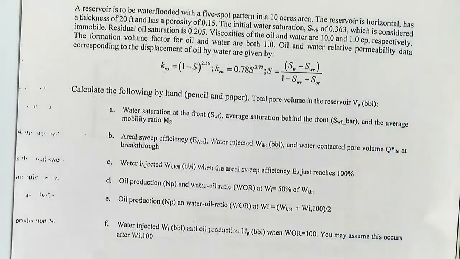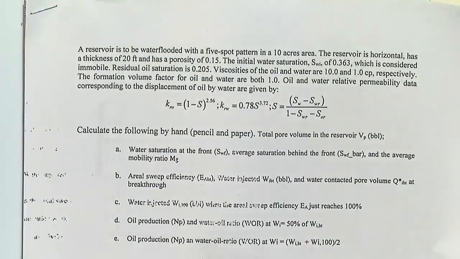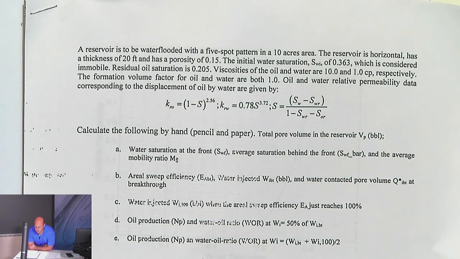So you have a reservoir that's going to be water flooded with a 5-spot pattern. It's got an area of 10 acres. The reservoir is horizontal, meaning it's sort of flat, so it's not at a dip angle. It has a thickness of 20 feet and a porosity of 15%. The initial water saturation is 0.363, which is considered immobile, so we'll call that the irreducible water saturation. And the residual oil saturation is 0.205. Viscosity of oil and water are 10 centipoise and 1 centipoise respectively.